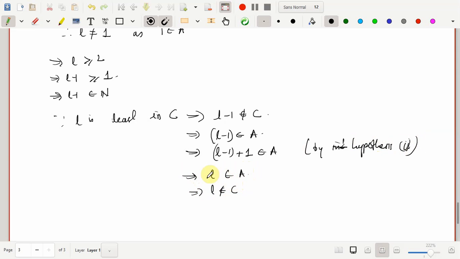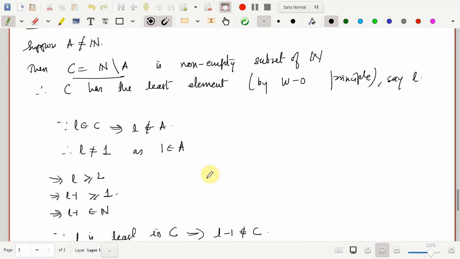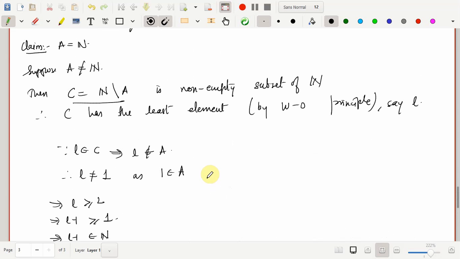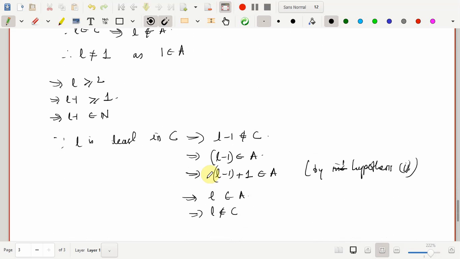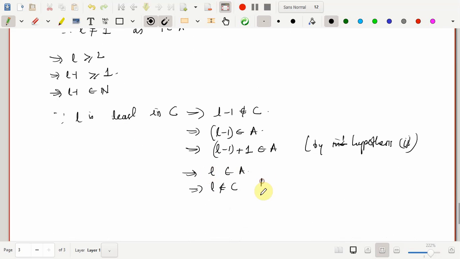You need to show that our assumption that A is not equal to N is not true. So we need to get somewhere at some stage a contradiction. This is the contradiction that we are getting, and that too using the well ordering principle. This contradiction states that the only possibility for A is the whole set N. So with this we have proved that all the three principles which we have studied as induction principles are equivalent.